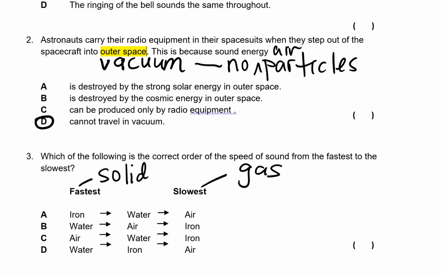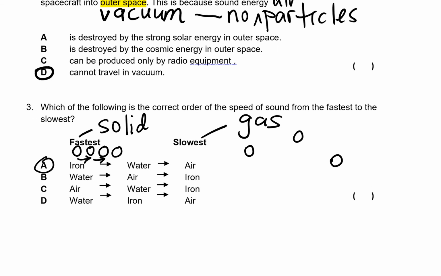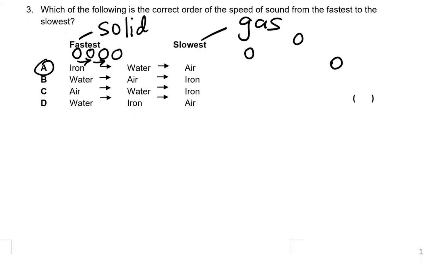The next question, question 3, talks about speed of sound. Remember, solid is the medium where you have particles closest to one another, so they will be able to transmit vibration much faster from one particle to the next one. The slowest is gas, because gas particles are actually furthest apart. So in this case, the option where the fastest is a solid and the slowest is a gas is option A. So A is the answer. So let's move on.